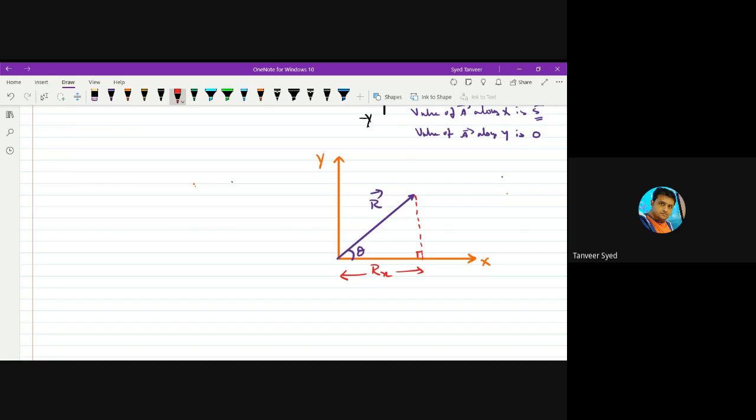And what is the value of vector r along the y direction? Same thing. You draw a perpendicular from the tip of vector r onto the y-axis. It is cutting it here. That means this is the value of vector r along the y direction, and we will call this ry, the component of vector r along the y direction. So now rx and ry are the components of vector r.